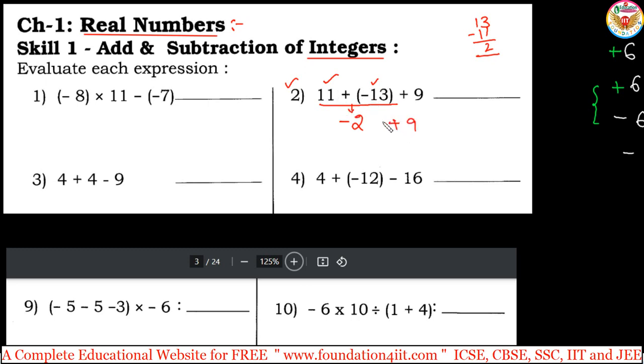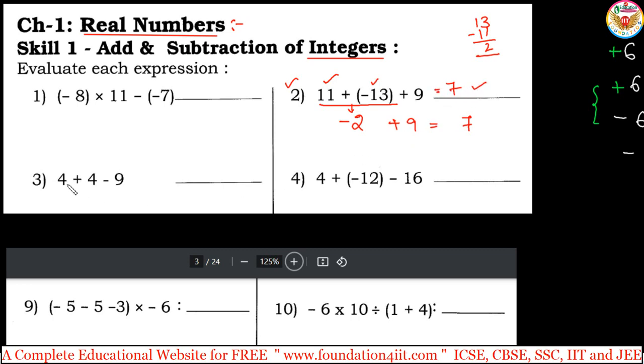Next, plus 9. A negative number and a positive number you are adding: minus 2 plus 9. One is negative, one is positive, so we should go for subtraction. Subtraction is 7. Now 9 is greater than 2 numerically, and 9 is positive, so plus 7 is the answer. Overall, 7 is the answer for this.